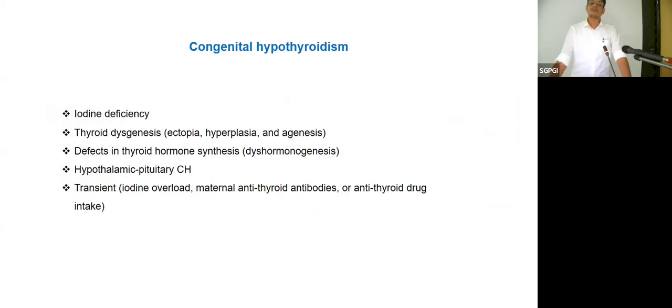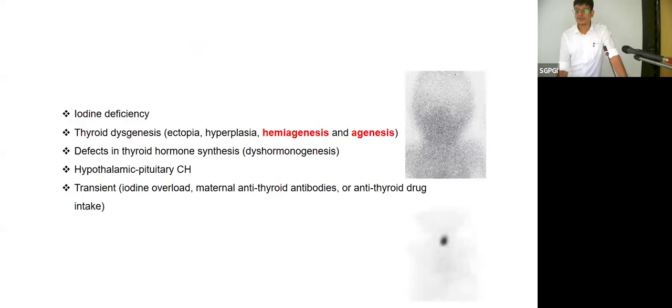In congenital hypothyroidism, we can have several things. The scan may be helpful in a few of them. There could be iodine deficiency, thyroid dysgenesis, ectopia, hyperplasia, agenesis, or a defect in dyshormonogenesis. It could be due to hypothalamic or hypopituitary causes, or it may be transient, but the scan is entirely different in all of them.